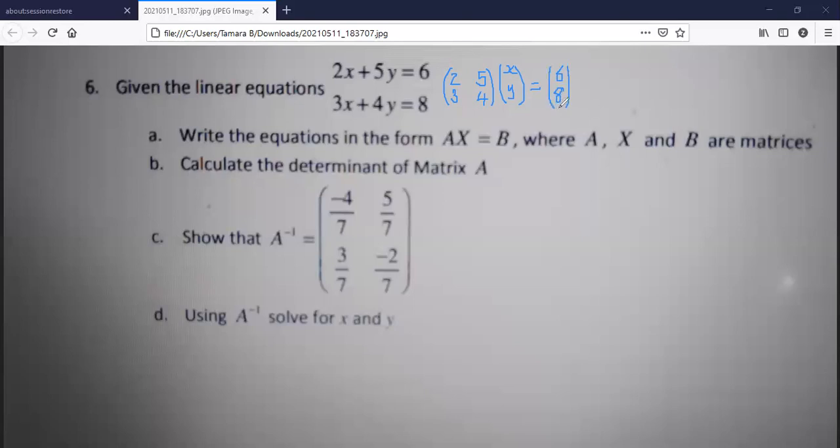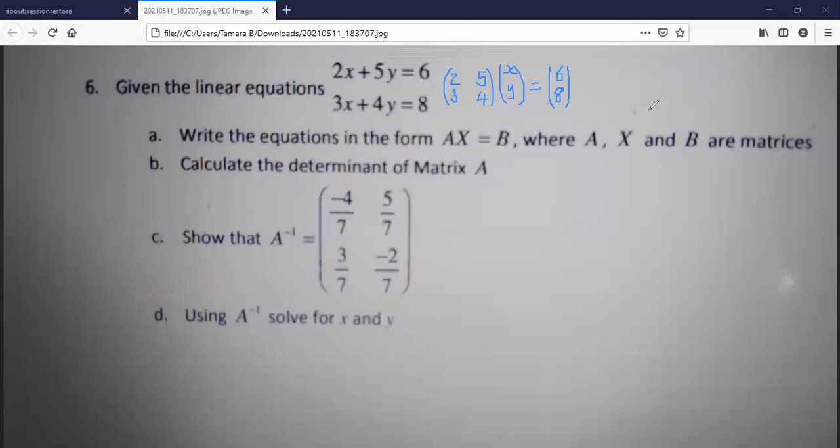All right, so we've done part A. So A, X, and B are matrices. A is a 2 by 2 matrix consisting of 2 rows, 2 columns. X is a column matrix, and so is B. X and B, they have 2 rows and 1 single column. So that's part A, guys.